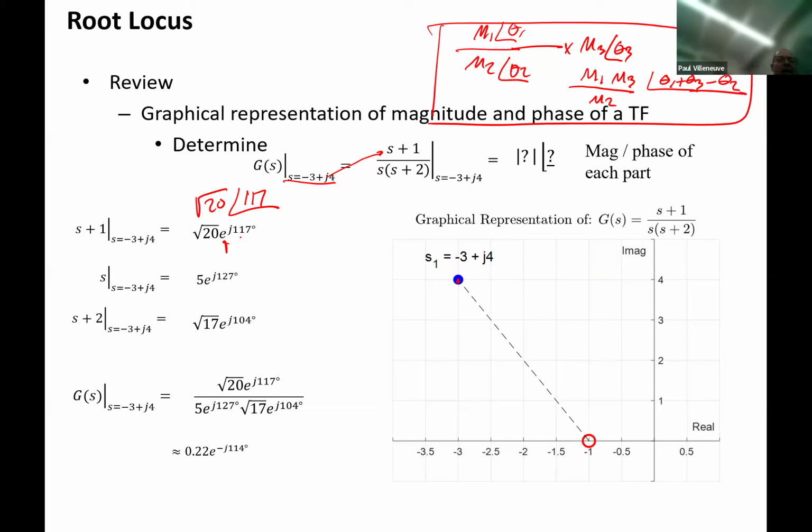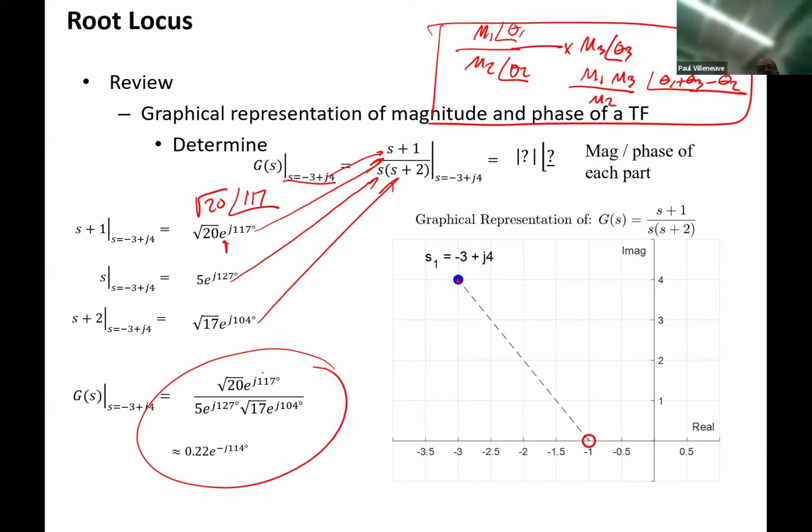Okay, so we got that one. Now let's do it for s, 5 at an angle of 127. We'll do it at s minus 2, square root of 17, at an angle of 104. Now we do all those at once, putting numerator, denominator, denominator, and I ended up with this final number over here. So does this equal 1 at an angle of plus or minus 180? 0.22 at an angle of minus 114? The answer is no, it does not.